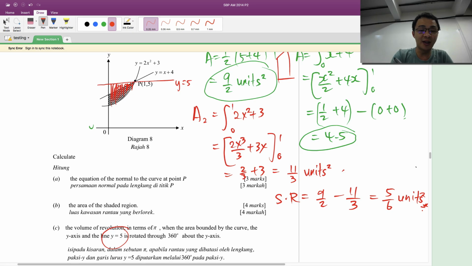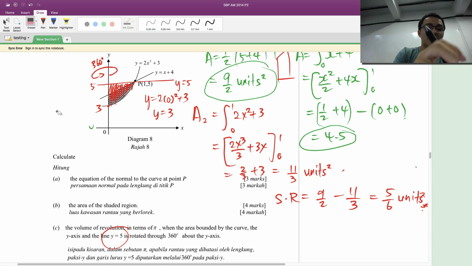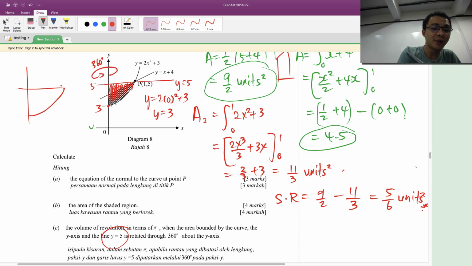Okay, this area I shade. So this area is going to rotate 360 degrees about the y-axis. So basically it looks like this. I know this is 5. Of course, I need to find the coordinate here. This is the y-intercept, make x equals 0. So y equals 2 times 0 squared plus 3, so y equals 3. So I know this is 3. Since I know everything already, let me just sketch it a bit. Then you can imagine, this is from 3 to 5, and we rotate this way.